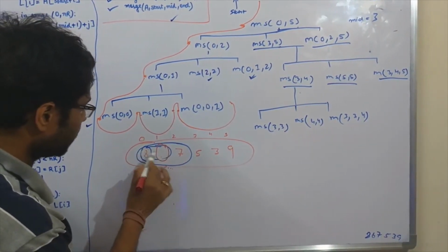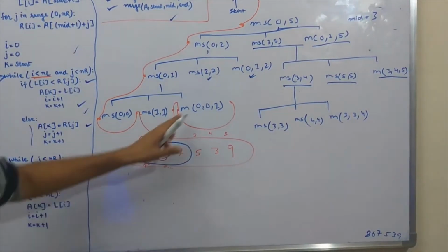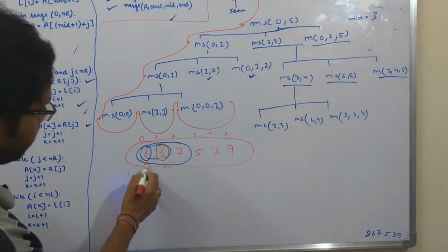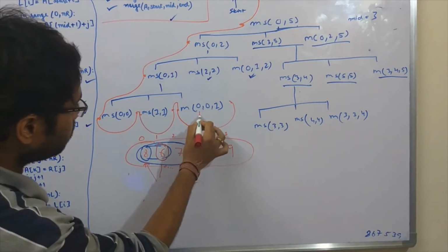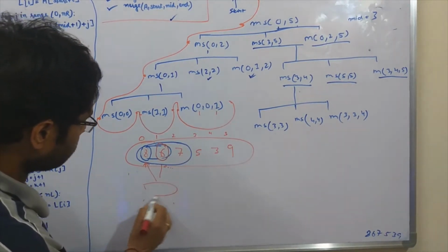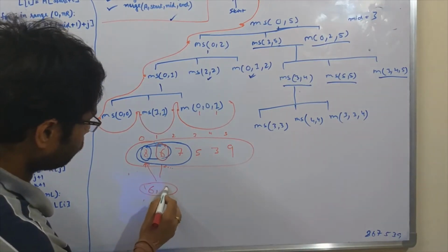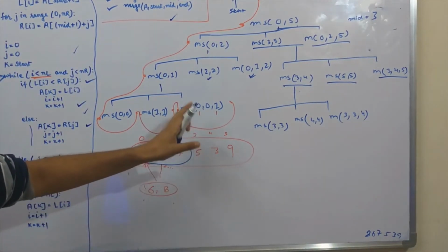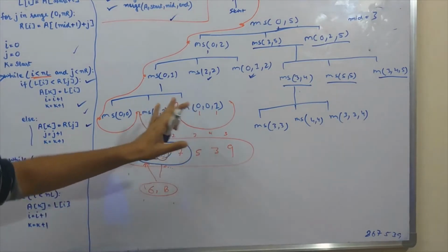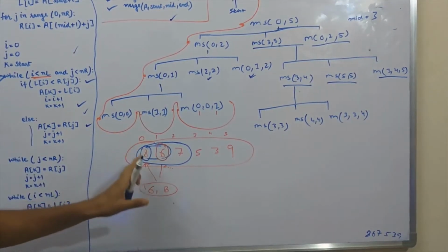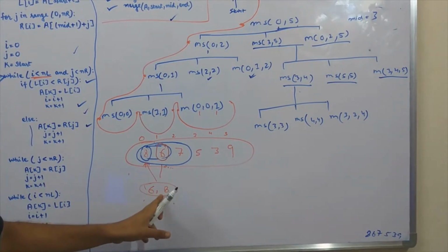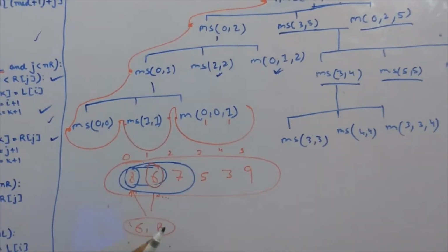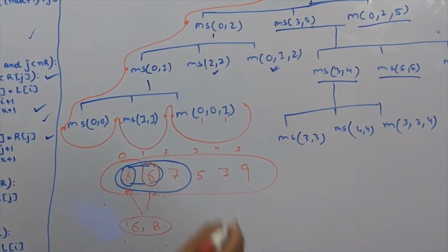Earlier 8 was here and 6 was here. So what this function has done, it has merged from 0 to 1, giving 6 to 8. Like this, the merge procedure has sorted our array from 0 to 1 into two elements, from 6 to 8. Now 8, 6 is sorted into 6, 8. So okay, that is fine.